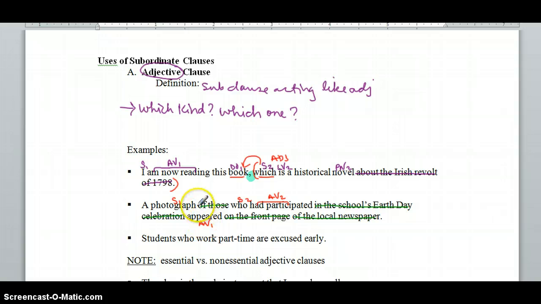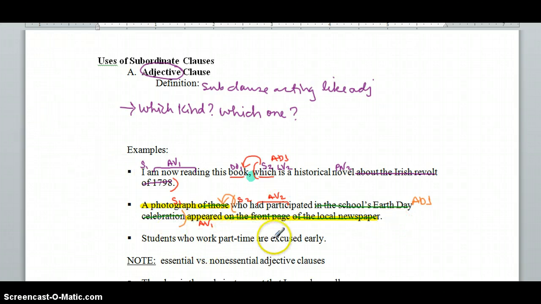So there's my independent. A photograph is going to pair with appeared. Appeared where? On the front page. Which page? Of the local newspaper. So all of that goes together. Of those tells me which photograph. That leaves who had participated in the Earth Day celebration as my subordinate clause, telling me more about which those. Those is a pronoun. That makes this whole thing an adjective.